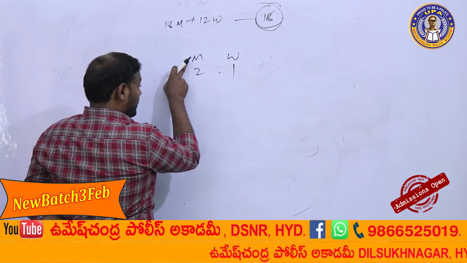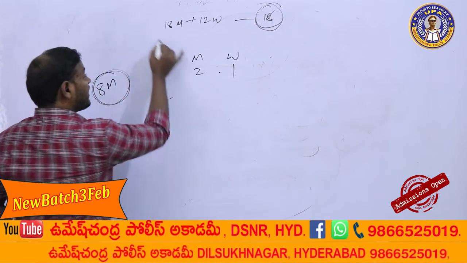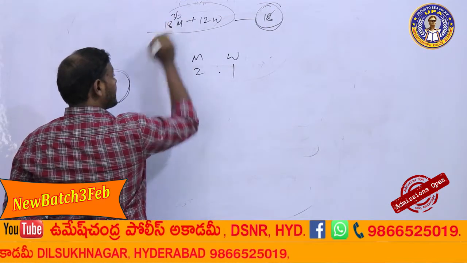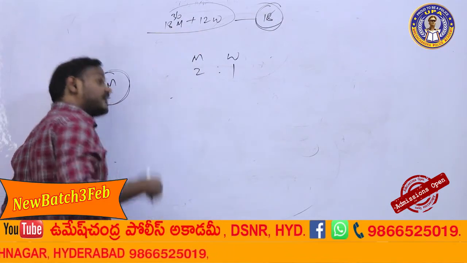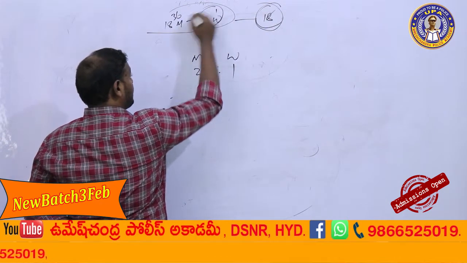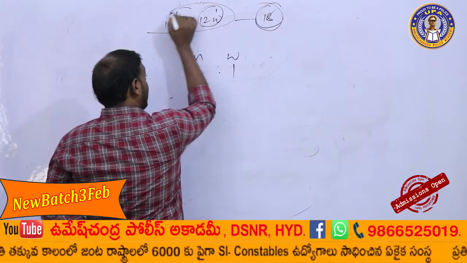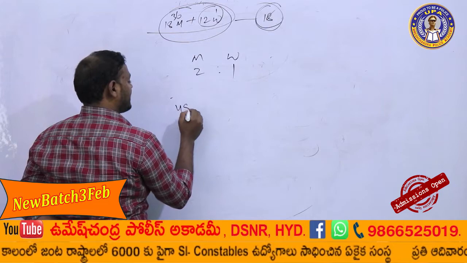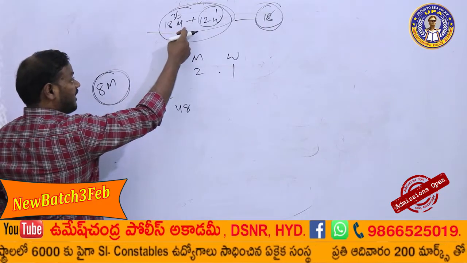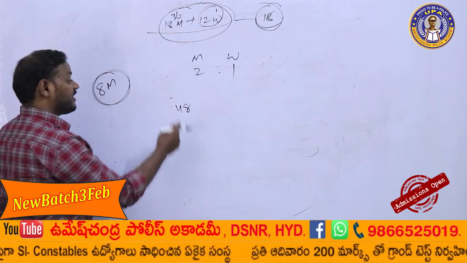Men have 2 parts efficiency, women have only 1 part efficiency, right? But the given condition is very important. 18 men: every man's capacity is 2, so 18 men is 36, because every man has 2 parts efficiency. So 12 women means 12 into 1, 12 capacity. 36 plus 12 is 48. So 18 men plus 12 women is 48 capacity. Is it clear, heroes? Once again, 18 twos are 36, 12 ones are 12, 36 plus 12, 48.